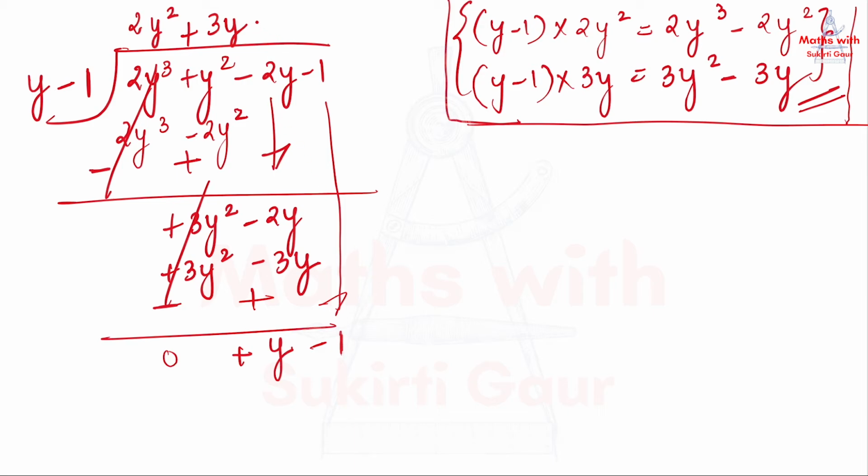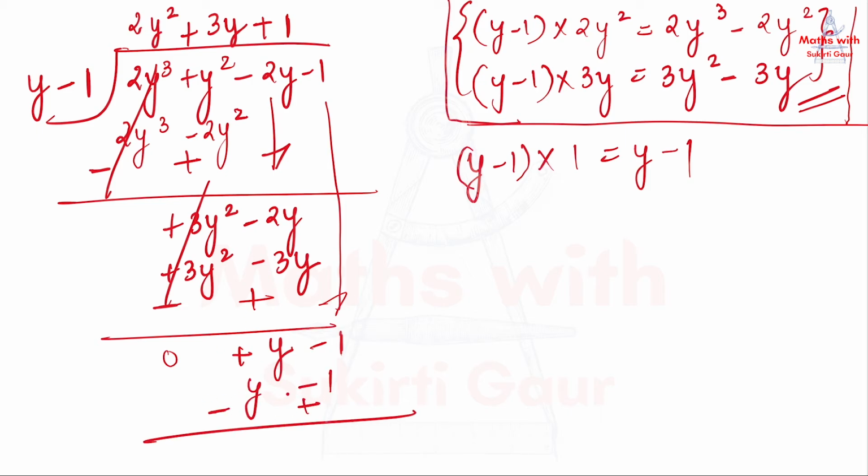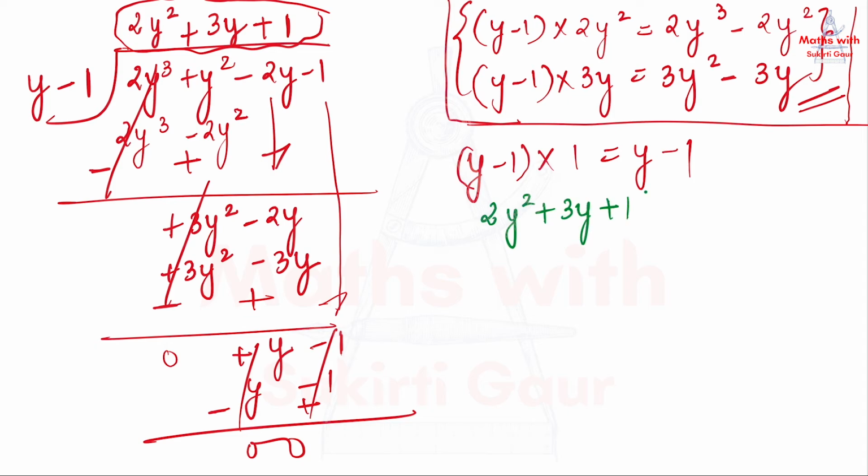Now we want y at the first place. I am going to take 1 here such that y minus 1 into 1 will give us y minus 1 only. Sign changes. We get 0 and our next polynomial to factorize is 2y square plus 3y plus 1.